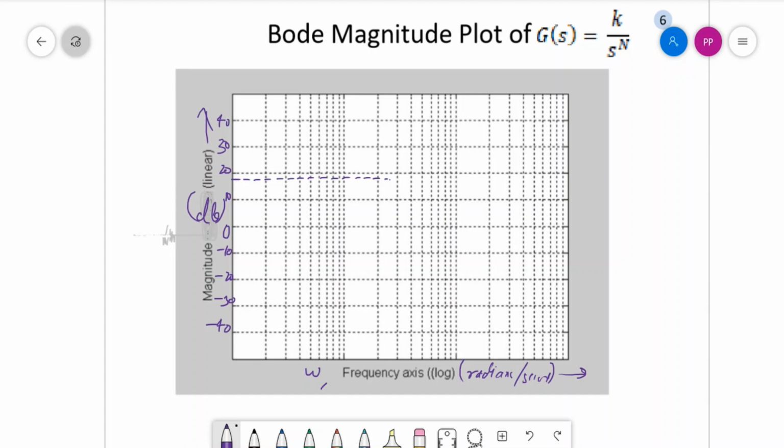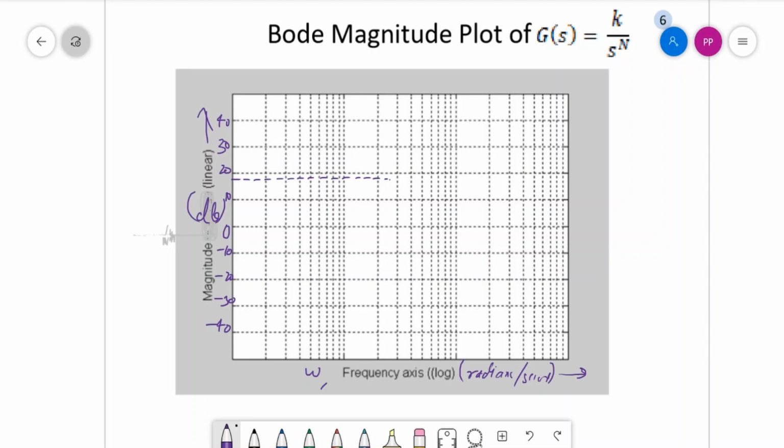Now you have to see the frequency where we will get the second asymptote with a slope of minus 20 n decibels per decade. So suppose this is not the case, suppose you don't have 20 log k, then how will this minus 20 n decibels per decade slope asymptote look?